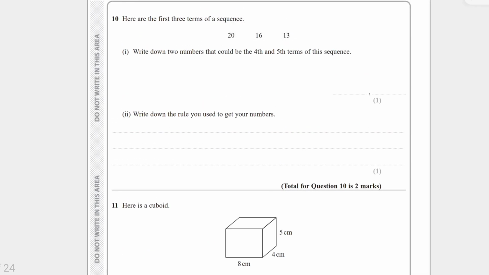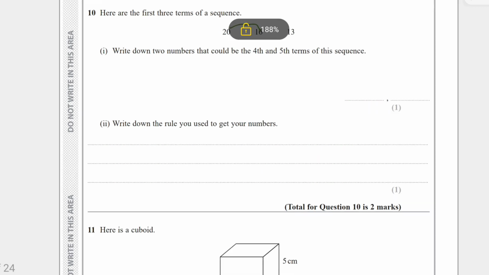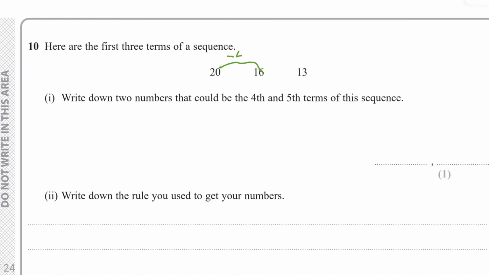Here are the first 3 terms of the sequence. Write down the 2 numbers that could be the 4th and 5th terms of this sequence. Going from 20 to 16, we subtracted 4. Going from 16 to 13, we subtracted 3. So obviously the next one, we are going to subtract 2, so that is going to be 11. And the next one, we subtract 1, and that is going to be 10. So the next 2 numbers are 11 and 10.